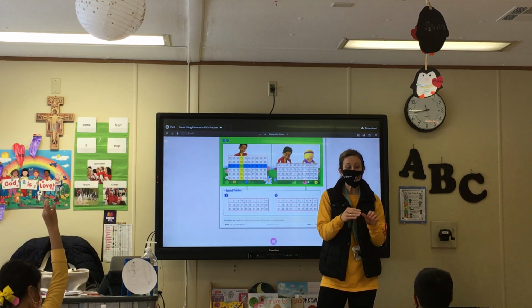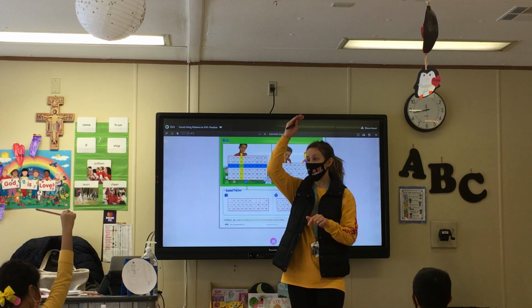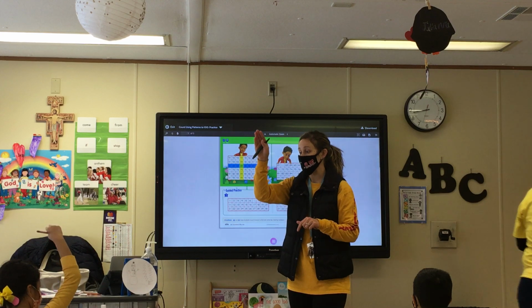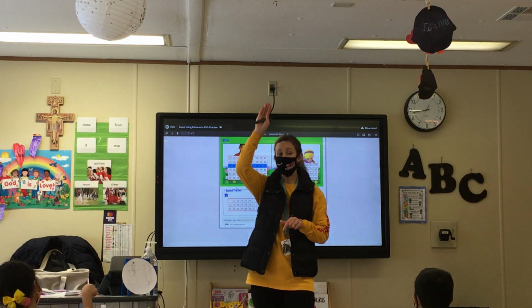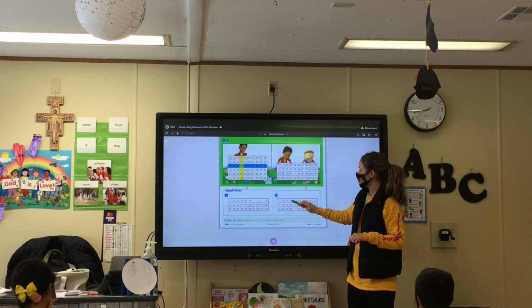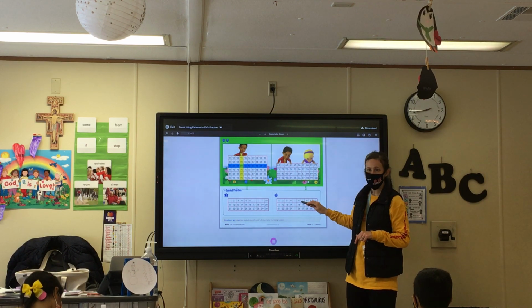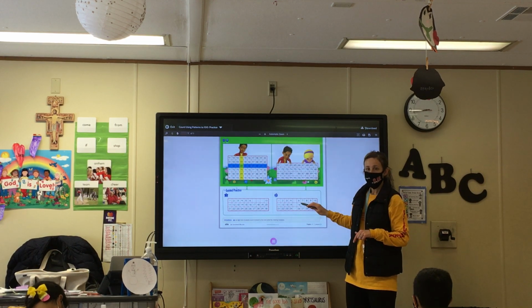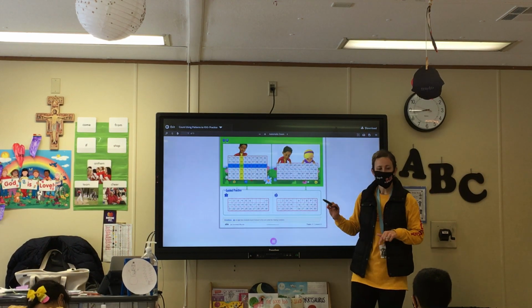Row. Okay, now look at number 2. Do you see the numbers that are missing? They're going top to bottom, so that means they're in a what, Will? A column, top to bottom, okay? So, take a look at what number comes between 4 and 6. What's between 4 and 6, Victoria? 5. Okay, trace the 5.